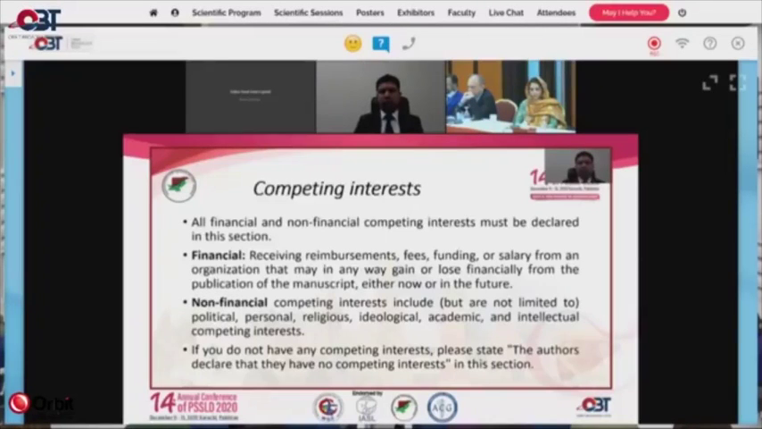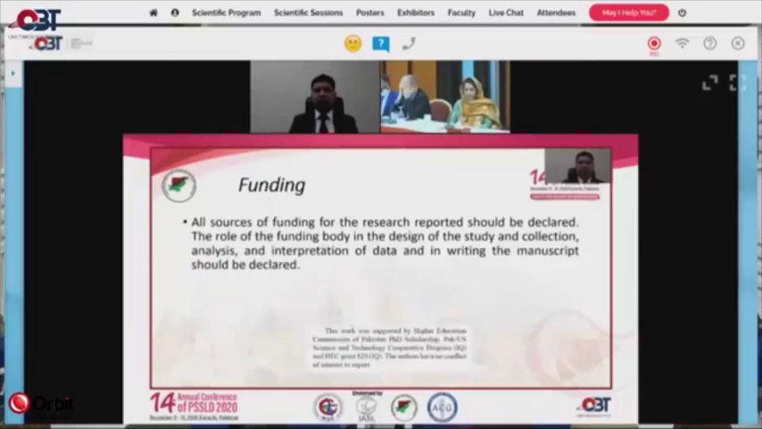Competing interests: if you have financial or non-financial competing interests, add all your interests in your paper. Funding source: all sources of funding for research reported should be declared. The role of the funding body in design of the study and collection, analysis and interpretation of data, and in writing the manuscript should be declared. So this is a funding source I have copied from a published paper. Like, this work was supported by HEC PhD fellowship, and HEC grant number. So this kind of information is required by the journal, and they publish this information on your manuscript.